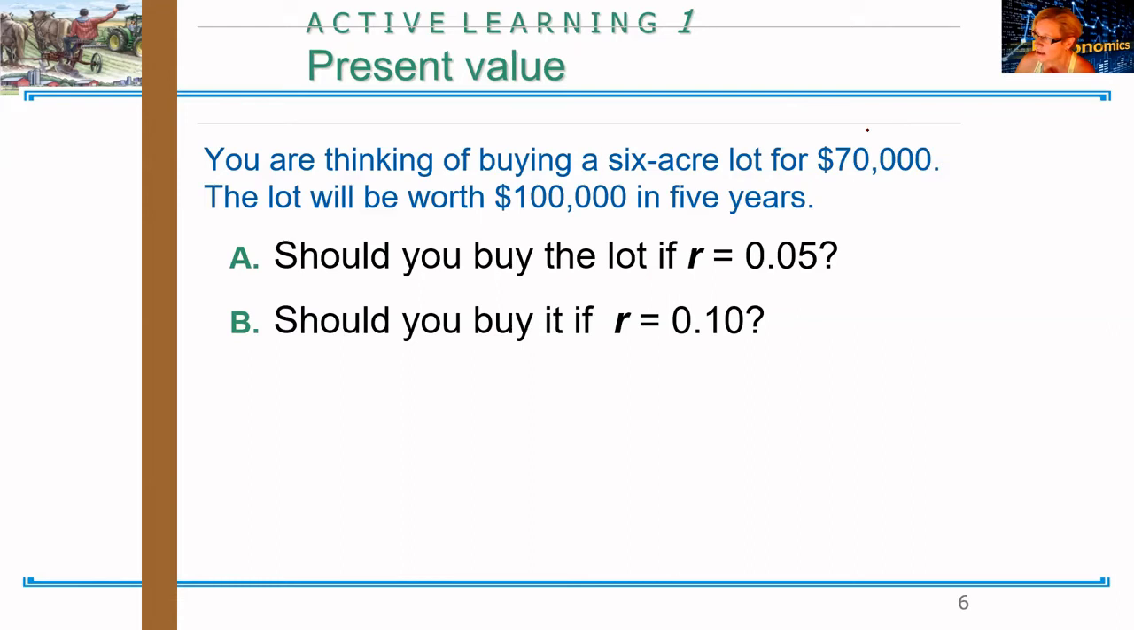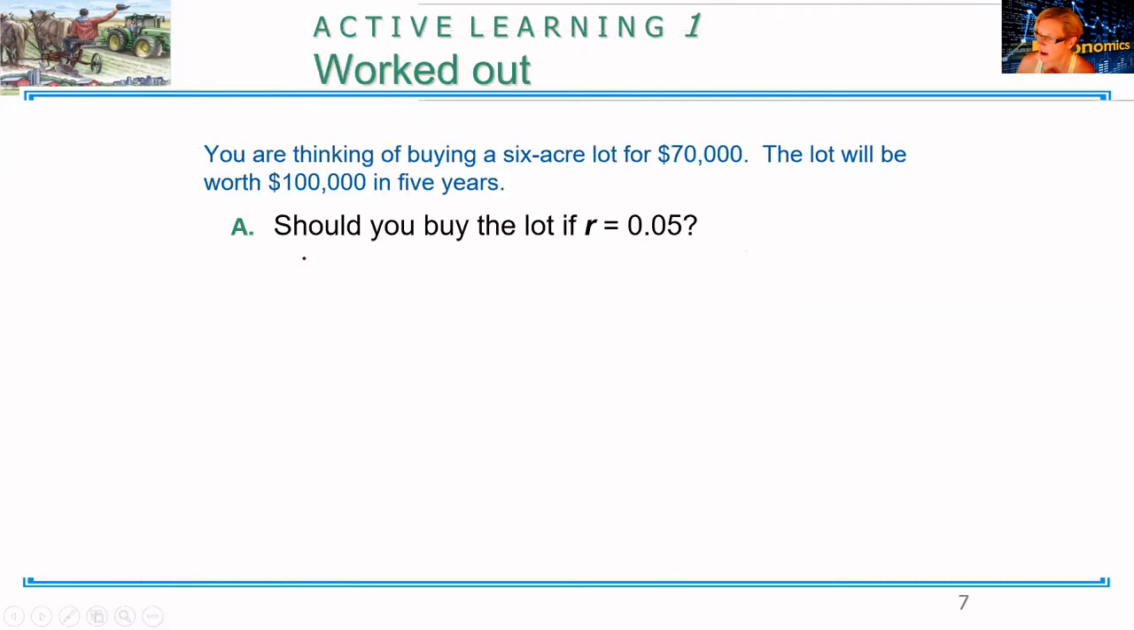So right now, our present value is $70,000. Our future value is $100,000. The N, or the time periods here, is 5. The interest rate, or the rate of return, is 5%. So let's go ahead and do A first. And so I'm going to go ahead and advance the slide so I've got some workspace.